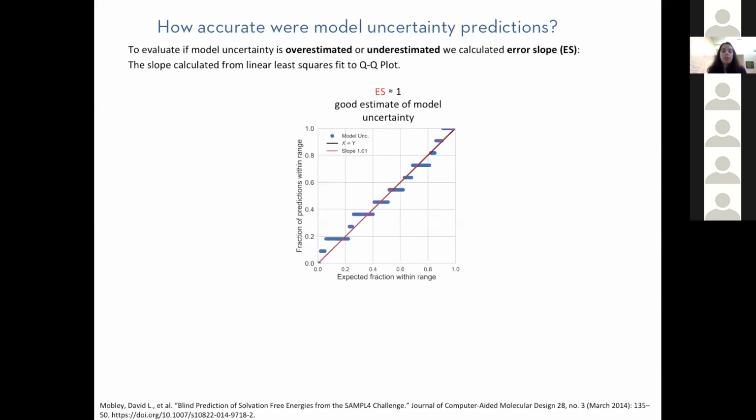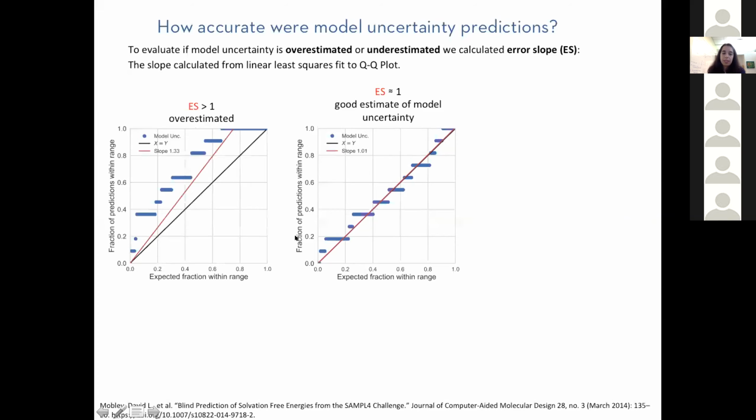So in this plot, the x-axis is the quantiles of a normal distribution, and the y-axis is the fraction of predictions within range, which means QQ plots compare the fraction of a normal distribution within a specified number of standard deviations to the distribution of errors, the calculated value minus the experimental value, that are within a certain number of the model uncertainty that it predicts. So if the model uncertainty prediction is very good, then the plot of these points should fall on the slope of 1, as the red line here shows.